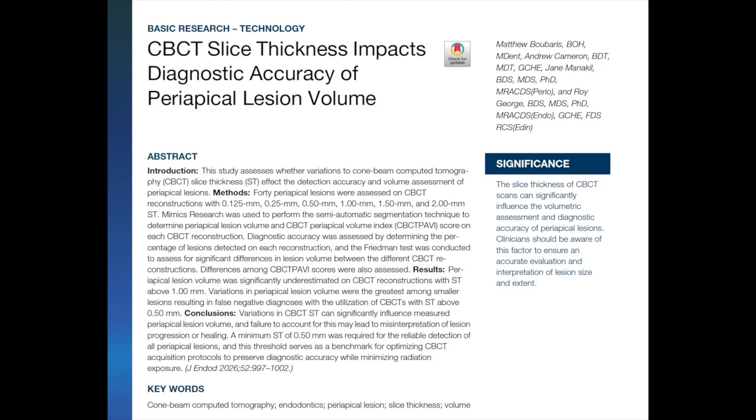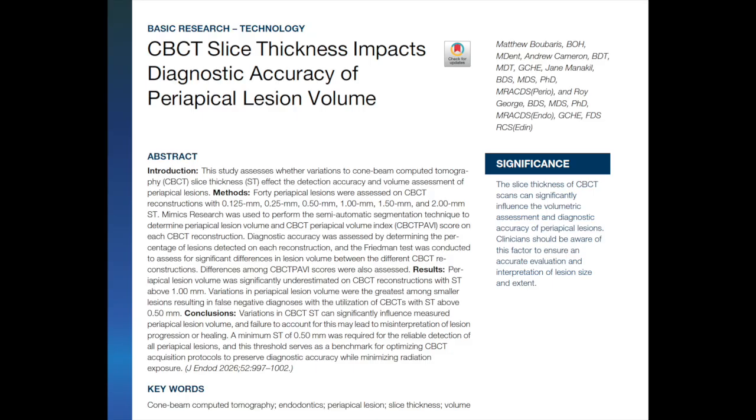All large lesions, categorized from 4 to 6 on the index, were detected at every slice thickness, while diagnostic failures occurred only in small and medium lesions, categorized from 2 to 3, with some size 2 lesions completely missed at 1.50 and 2 millimeter.